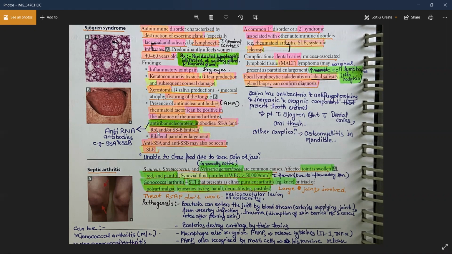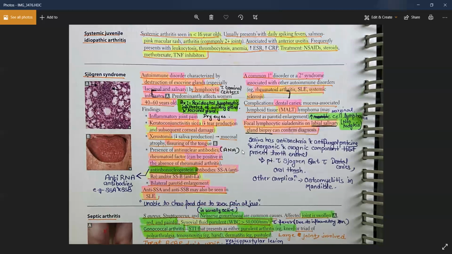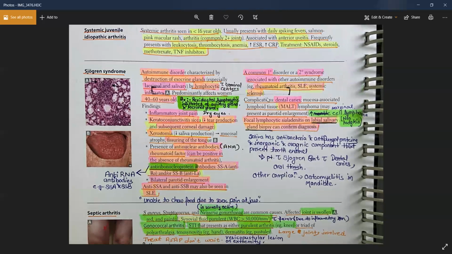Because of this loss of saliva, and because saliva also contains antibodies, IgA antibodies, right? You will be having a loss of IgA antibodies, and that can lead to infections in the mouth. Infections of the teeth would be there, right? Infections of the gum would be there in the patients. Okay, very important. Dental caries would be there, right? So complications include dental caries because of the dry mouth, because of loss of the antibodies.